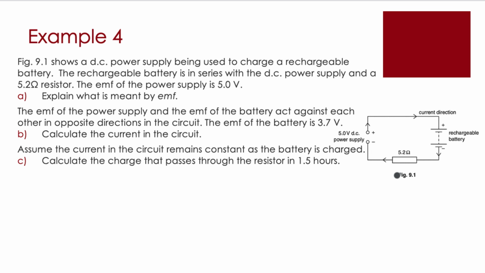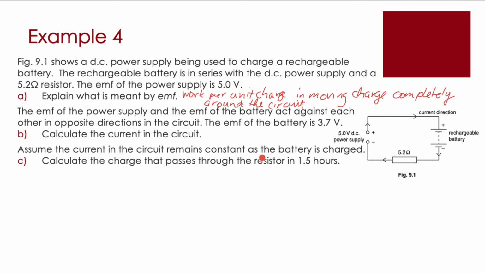First part says what is meant by EMF. Remember, the example I usually use is work done per unit charge in moving charge completely around the circuit. Or you can say energy per unit charge made available by the source. Part B. So it goes on to tell us the EMF of the power supply and the EMF of the battery act against each other in the circuit, and the EMF of the battery is 3.7 volts. Calculate the current in the circuit.